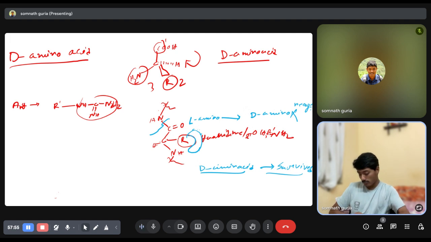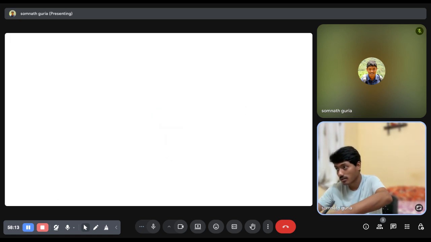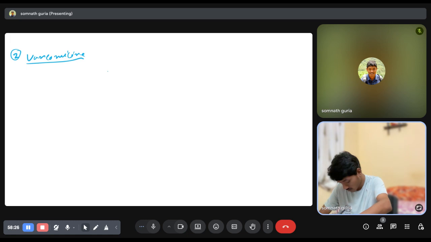Okay. Now some other example: one example is the enzyme peptidase, and another antibiotic reagent is vancomycin. The professor covered this, and I am covering it once again for your easy recognition. The second point is vancomycin. This is an organic molecule.